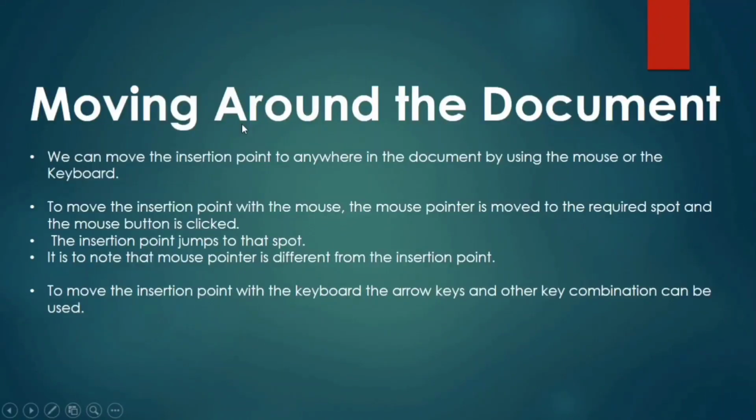Moving around the document. You can move the insertion point to anywhere in the document by using the mouse or the keyboard. To move the insertion point with the mouse, the pointer is moved to the required spot and the mouse button is clicked. Then the insertion point jumps to that spot. Note that the mouse pointer is different from the insertion point. To move the insertion point with the keyboard, the arrow keys and other key combinations can be used.